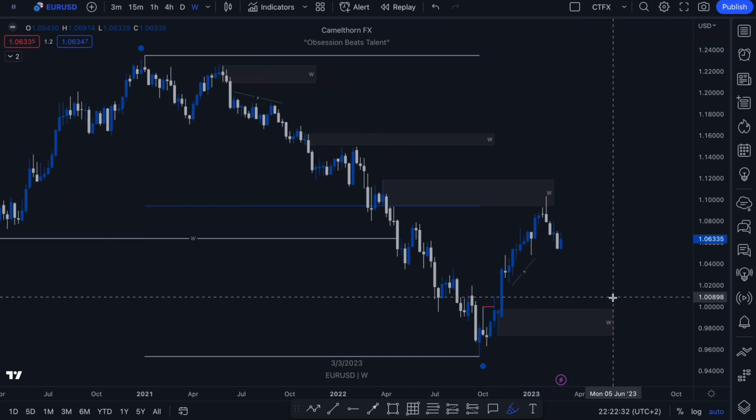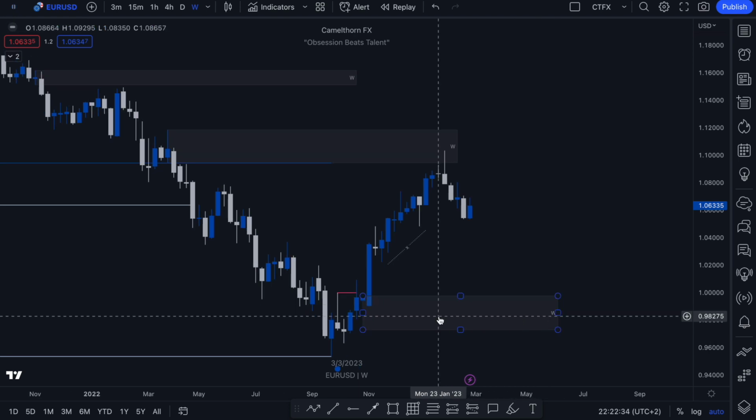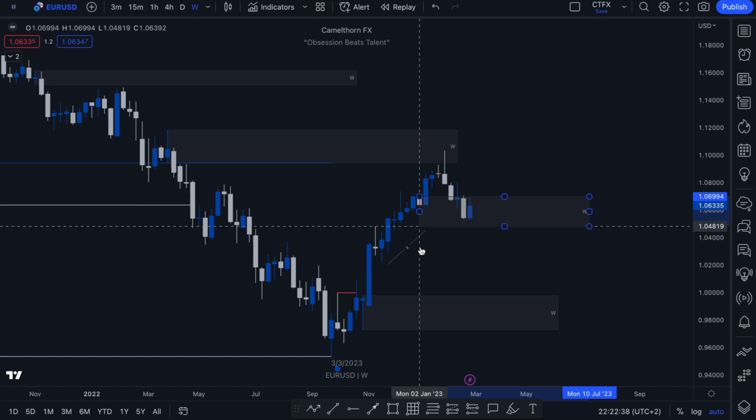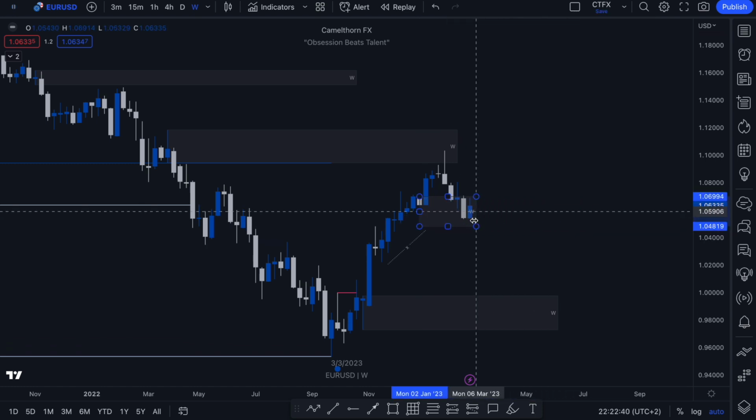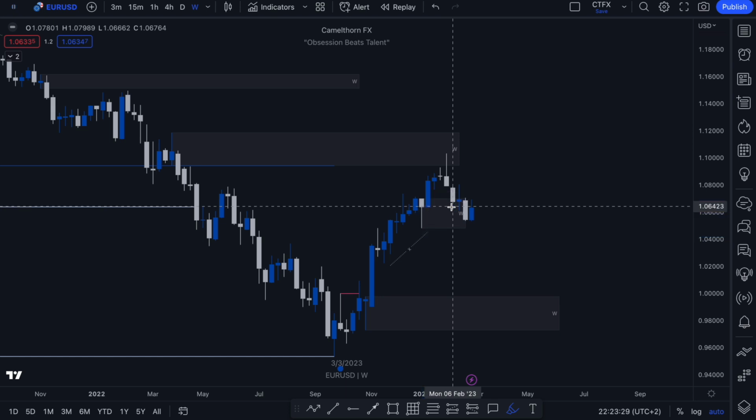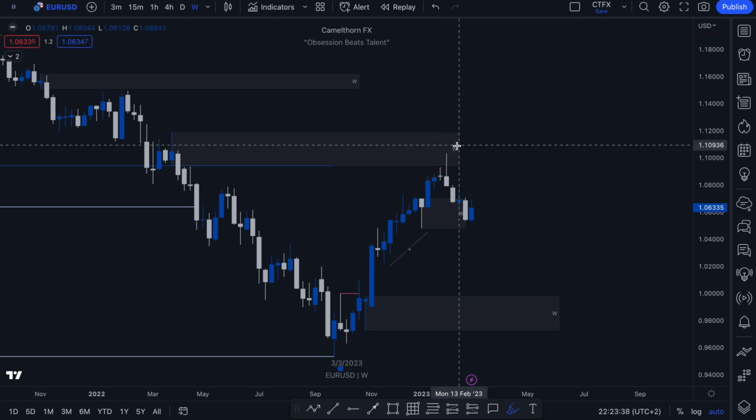Now, what I want to bring your attention to is this weekly demand zone in here that price action is currently interacting with right now. This particular weekly demand zone is extremely significant because it is the first demand zone that price action is interacting with here on the weekly chart after the mitigation of this weekly supply.